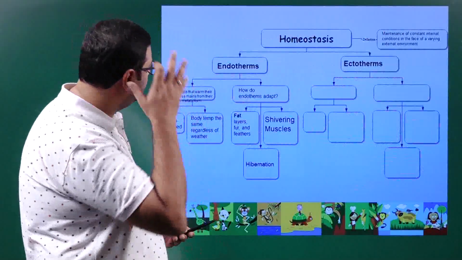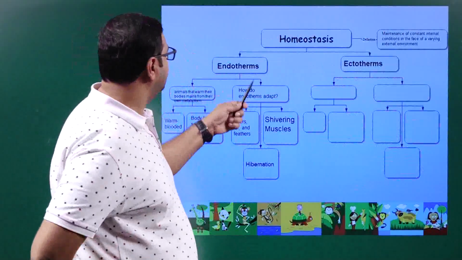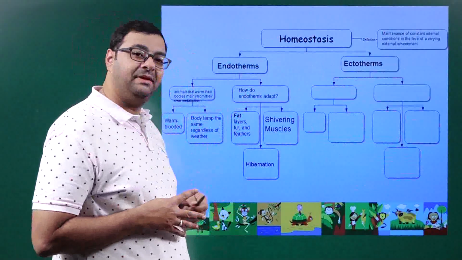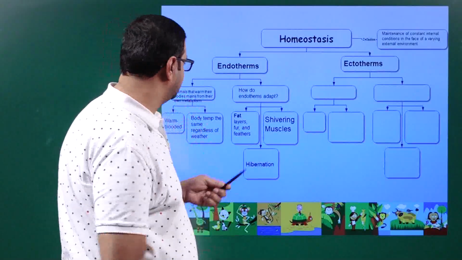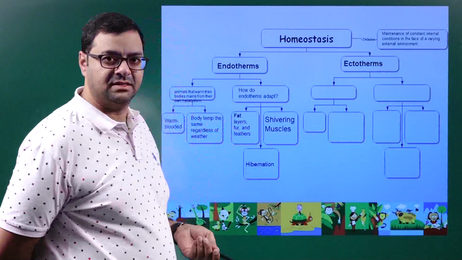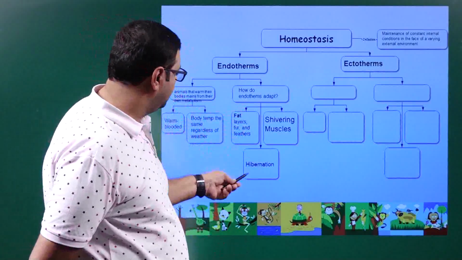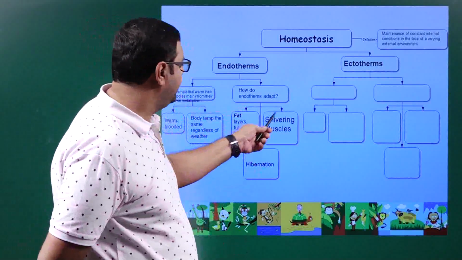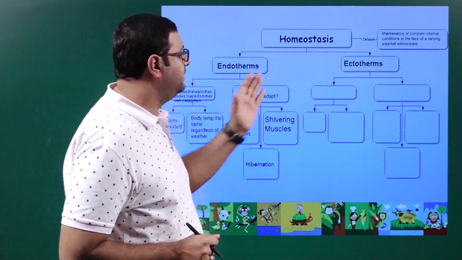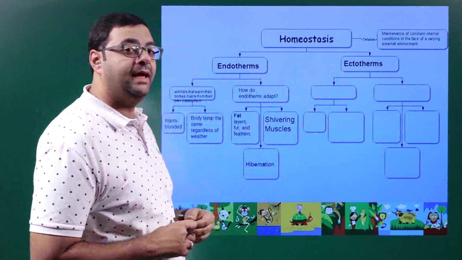So these are endotherms. How are the endotherms adapting themselves? They have fat layers, fur and feathers, and they do hibernation and shivering muscles. Now we will go on to the next topic, which is the ectotherms.